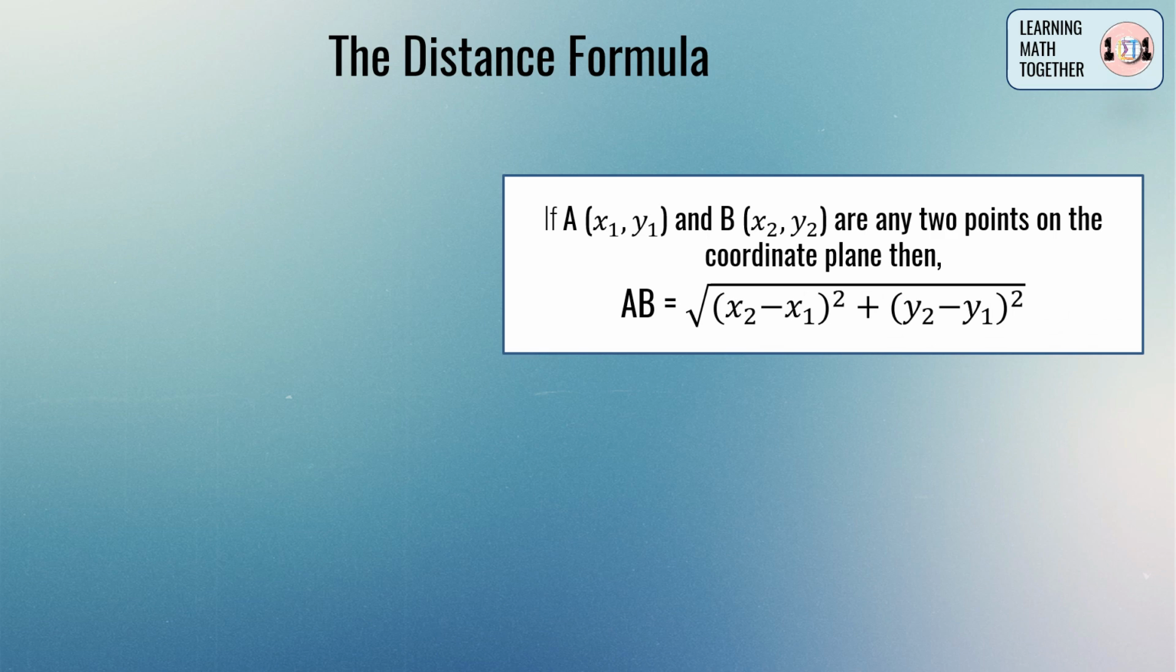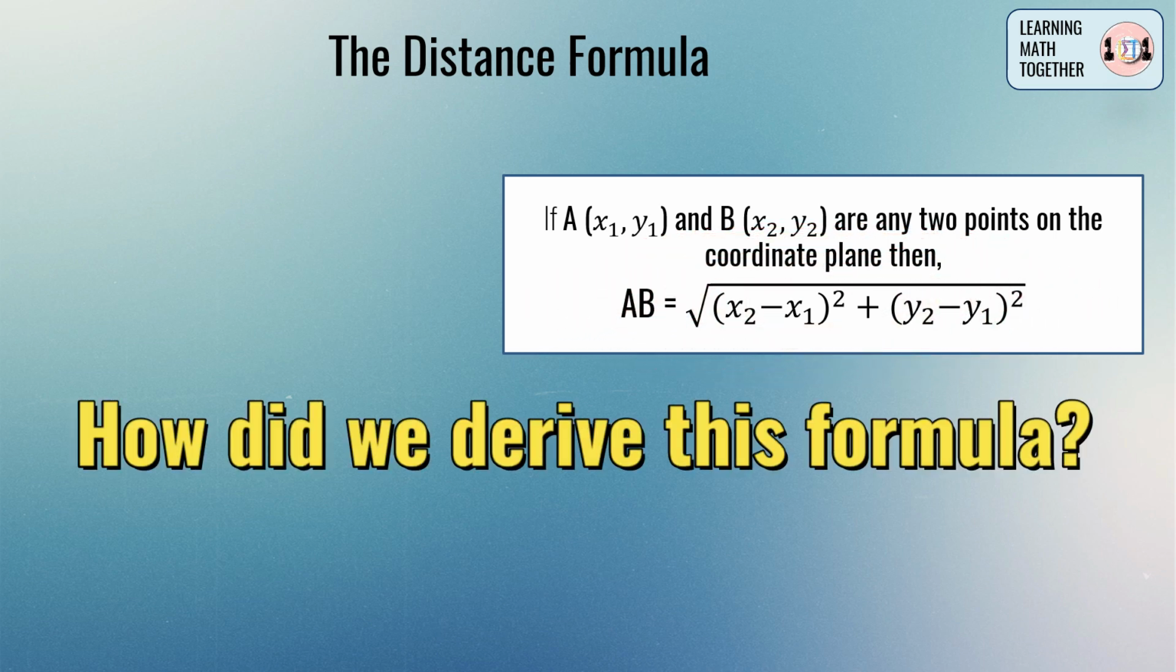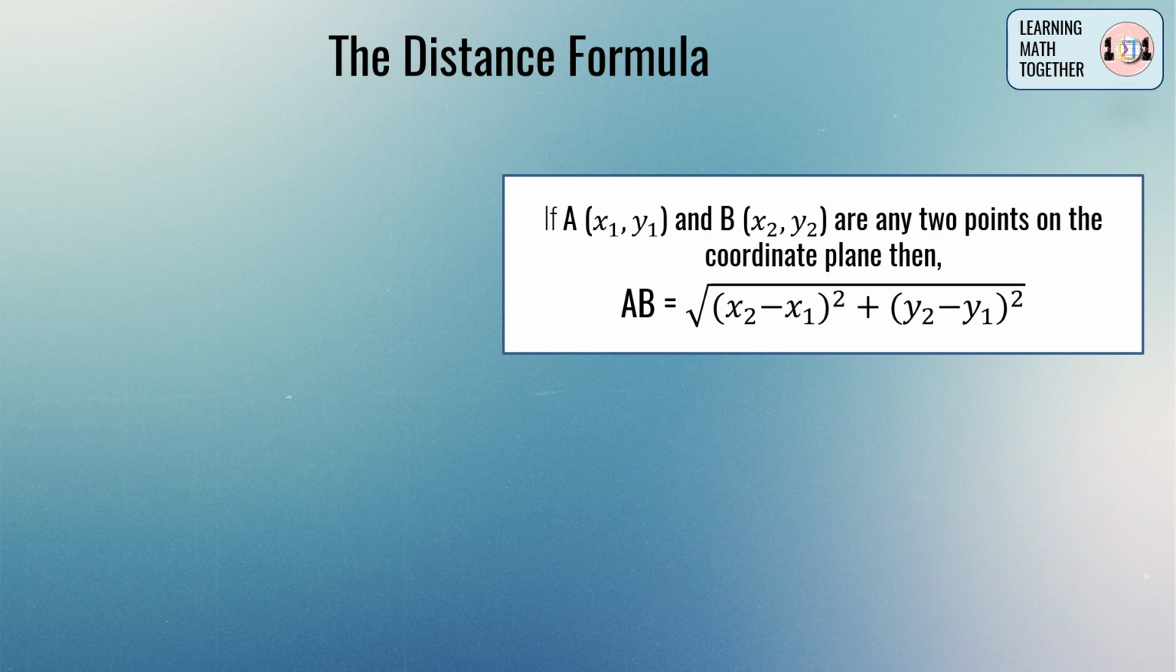We have here AB is equal to the square root of x sub 2 minus x sub 1 squared plus y sub 2 minus y sub 1 squared. But how did we arrive at this formula? Now let me give you a brief discussion on how we arrived at the distance formula.